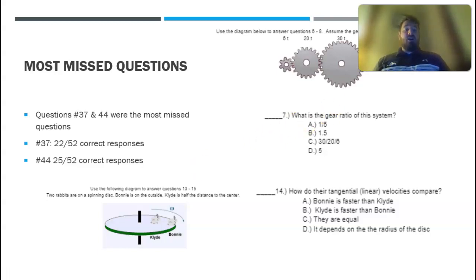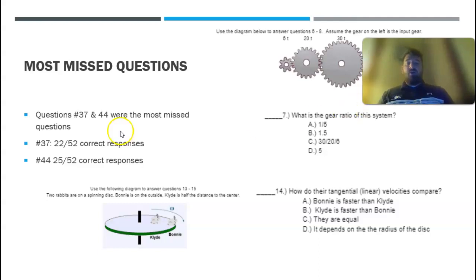One of the nice things about a Google form is that it does give some of this information for you. So it did tell me that numbers 37 and 44 were our most missed questions, so I showed them here. On number 37, only 22 out of the 52 students answered that one correctly.